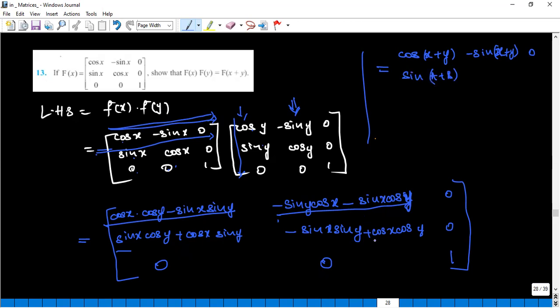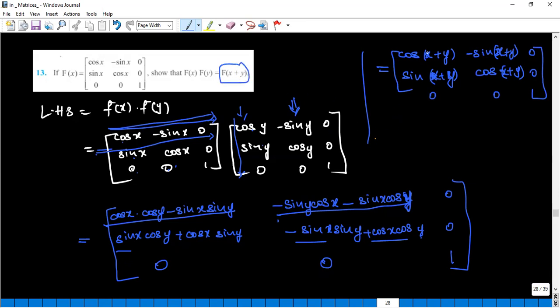Observe this, cos a cos b minus sin a sin b. So we will get cos of a plus b, and here we have x and y. So just replace: cos of x plus y, 0, 0, 0, 1. This is what our f of x into f of y is, and we wanted to show it equals cos of x plus y.